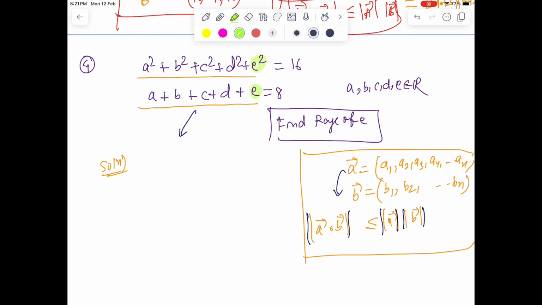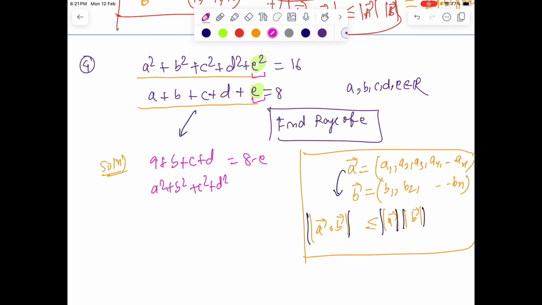So there is a way to solve this problem using Cauchy Schwarz. This time we want a restriction on e, so e will take a side because that guy is special. We want to give it special treatment, and on the remaining guys we'll apply Cauchy Schwarz. So we know a plus b plus c plus d is going to be 8 minus e, and a square plus b square plus c square plus d square is 16 minus e square.